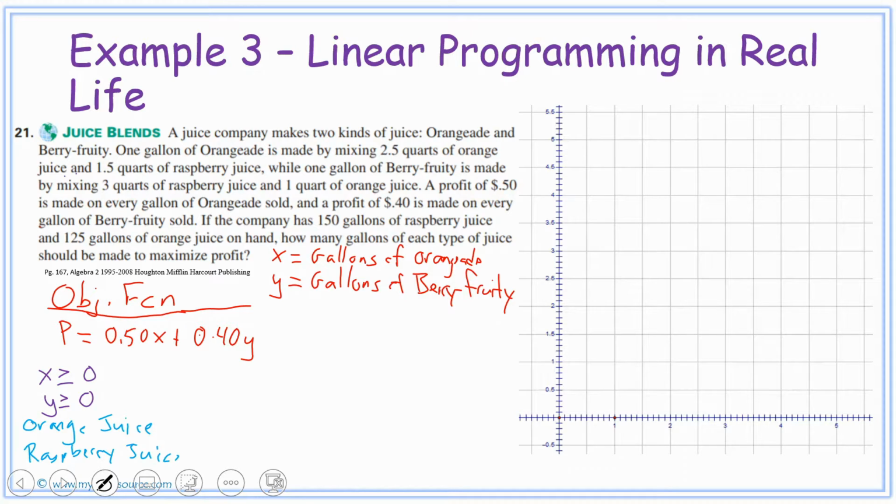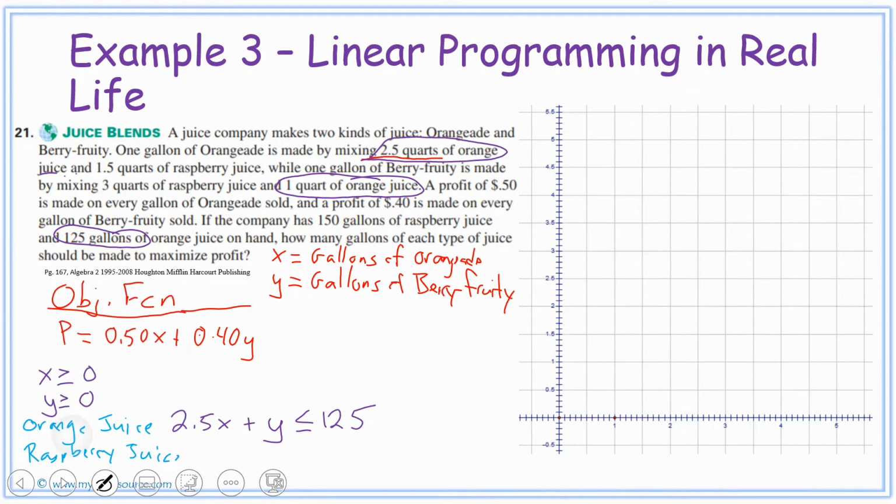So first we want to look at the orange juice that will go into the orangeade. So the orange juice, let's change this color to, let's say, purple. So we're using 2.5 quarts of orange juice in our orangeade. So that means we have 2.5x. Then we're adding that on to the orange juice that's being used for our berry fruity, which is y. And so our orange juice there was 1 quart. Oh, they replaced it, they did it opposite. And so here we have 1y in terms of what's being used for our orange juice. And then the total amount of orange juice that we're using is 125. And the company has on hand, that means you're using less than or equal to 125 gallons. So that shows you the gallons of orange juice that's being used by the mixture of orangeade and berry fruity.